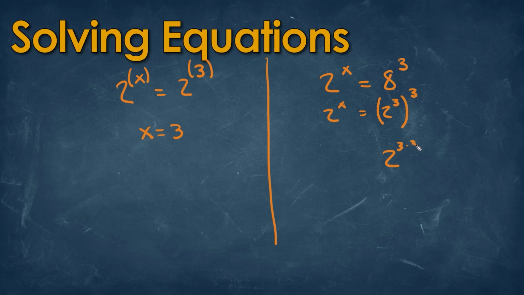So 3 times 3, and that's going to be equal to 2 to the x. We know that 3 times 3 is going to be 9, so that's going to be 9 here. So then we'd have x is equal to 9.